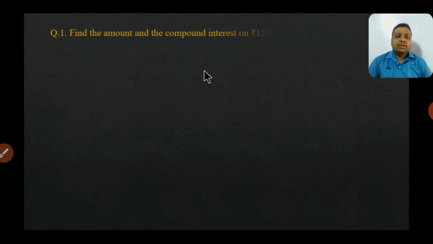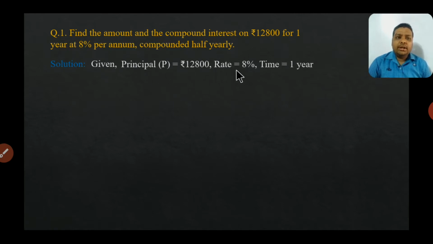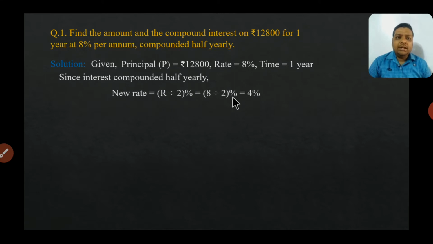But before this, let's see. Yes, first question: find the amount and the compound interest on rupees 12,800 for 1 year at 8% per annum compounded half yearly. Clearly it is written half yearly, it means we have to change rate and time. So at first we will write what is given. Given that principal 12,800, rate 8%, time 1 year. But since interest is compounded half yearly, it means we have to find the new rate. It will be 8 divided by 2, that is 4%, and time is 1 year, so new time 2 into n, that is 2 into 1, that is 2 years.